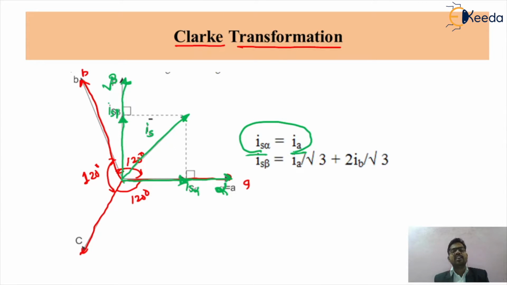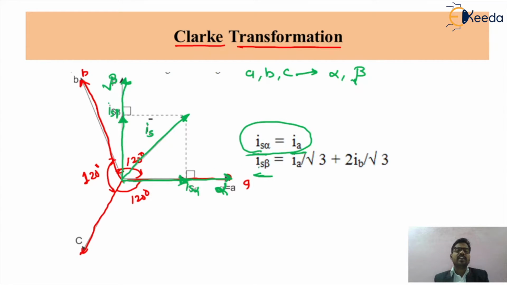So we can get the value of Is alpha because we want to convert the ABC values into the alpha-beta frame. We want to calculate the values of Is alpha and Is beta. As shown in the phasor diagram, Is alpha is equal to Ia, because these quantities are in phase quadrature with each other.